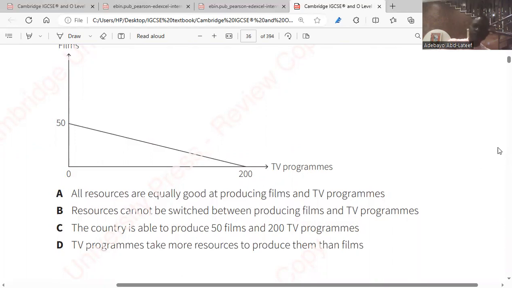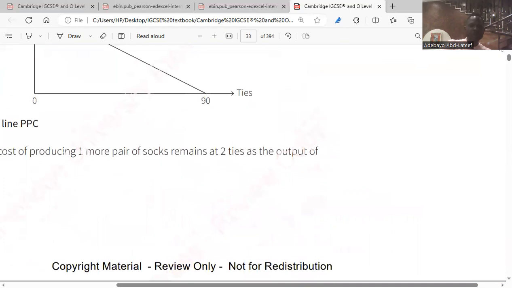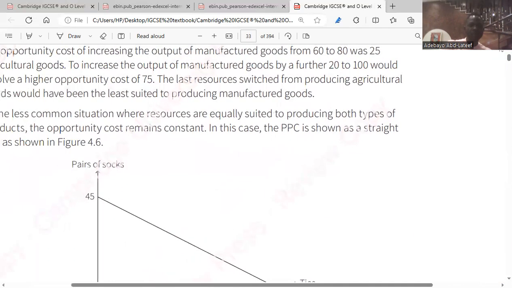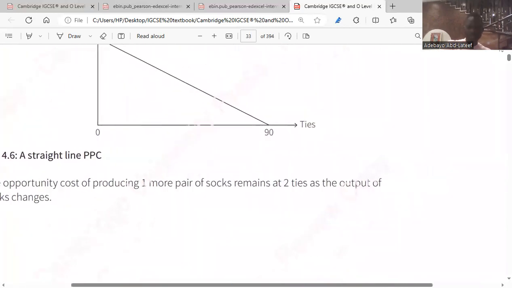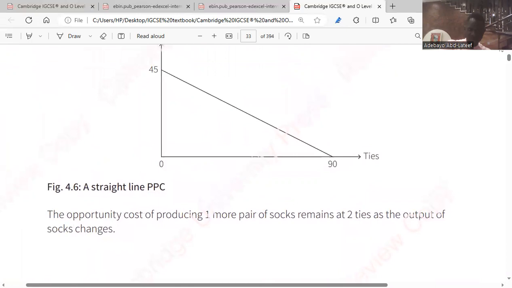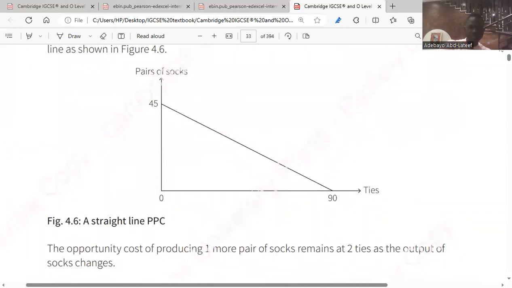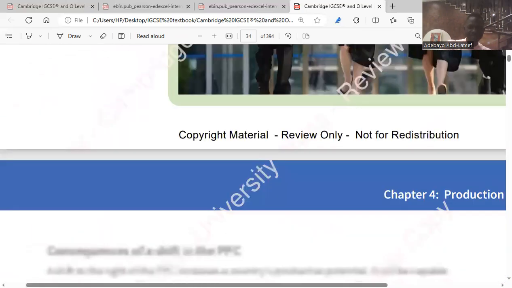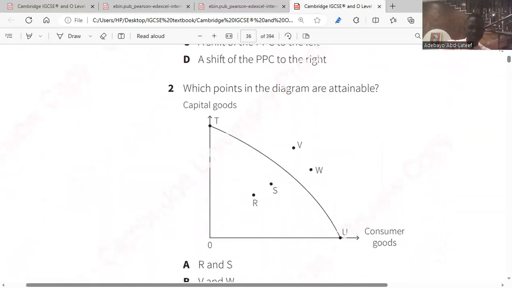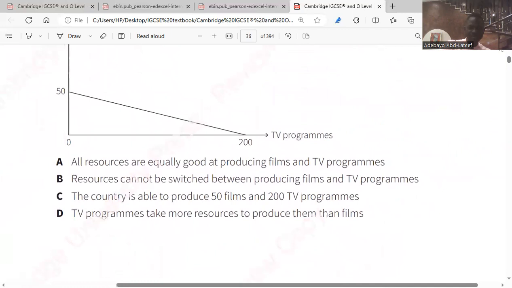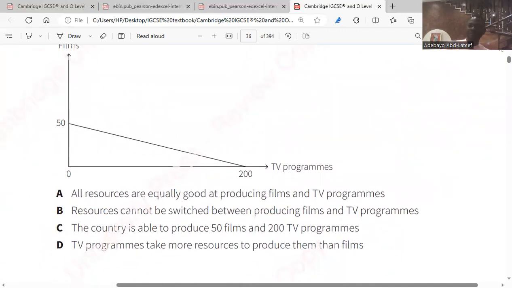No, it's C. Before I tell you, I will go back here. Scroll up. Let me show you something here. Look at what they said here. A straight line. The opportunity cost of producing one more pair of socks remains at 2 times as the output of socks changes. So C, right? The country is able to produce 50 films and 200 TV programs. Yes, C. That's the answer. It's a straight line. Is that producing this or that? That's all. Nothing else.